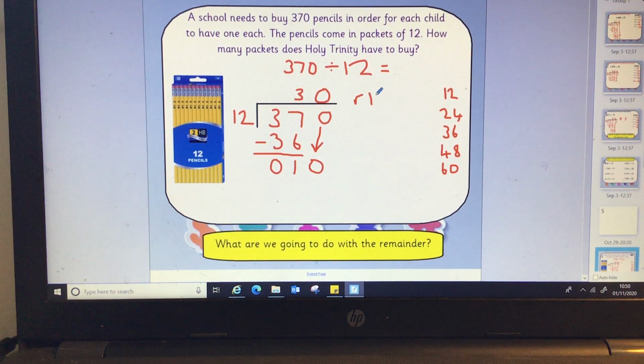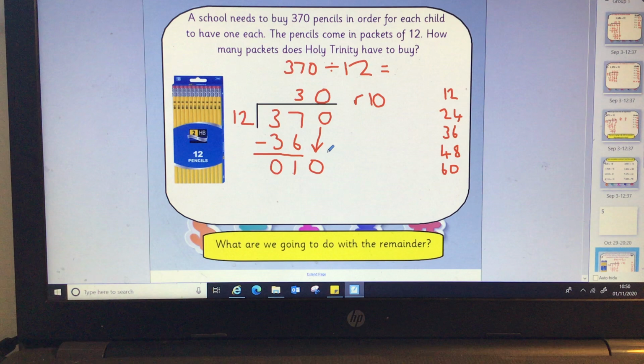30, remainder 10. Okay, so if we ever think about our question now, the question was asking how many packets does Holy Trinity have to buy for each child to have a pencil. This answer is telling us that if we bought 30 packs of 12 pencils, we'd have 10 children left over there without a pencil, wouldn't we? Effectively, 30 times 12 would be 360, not 370.